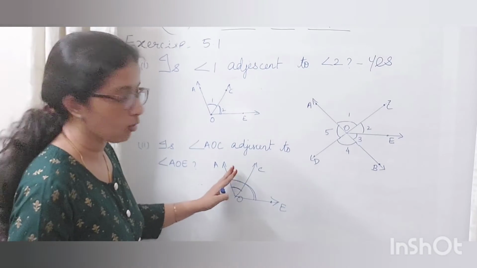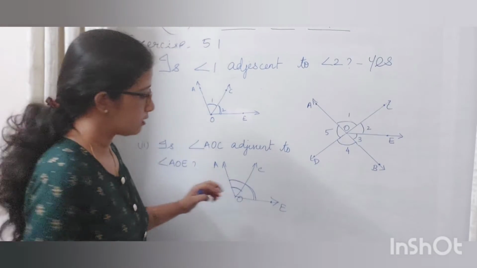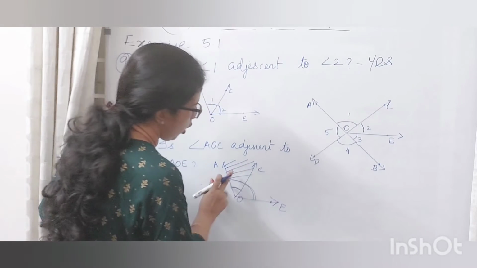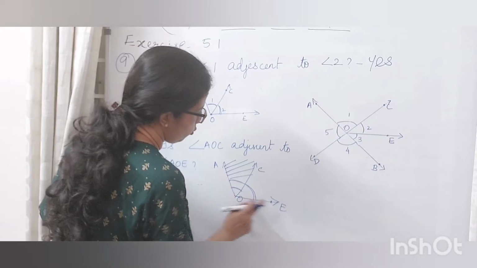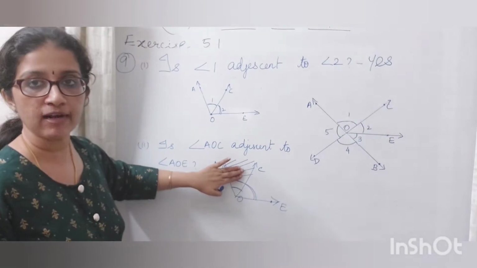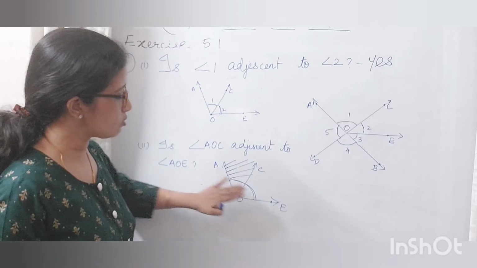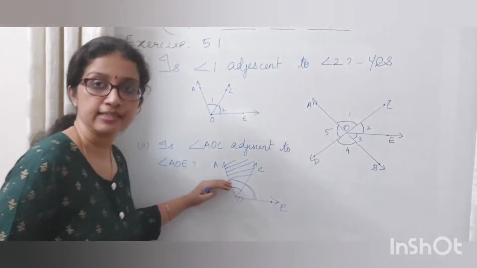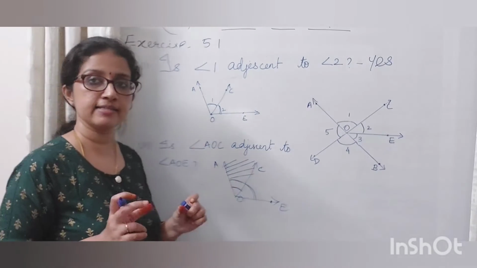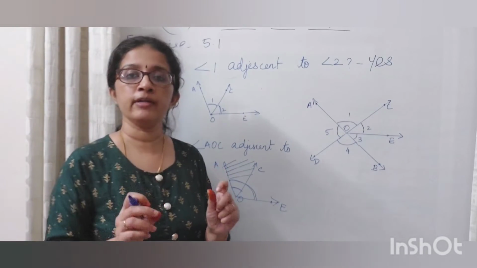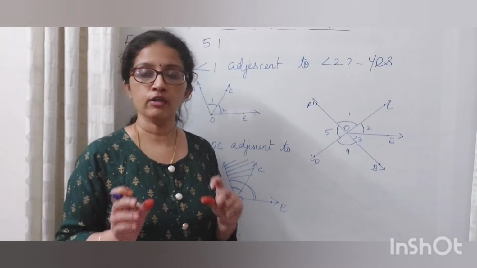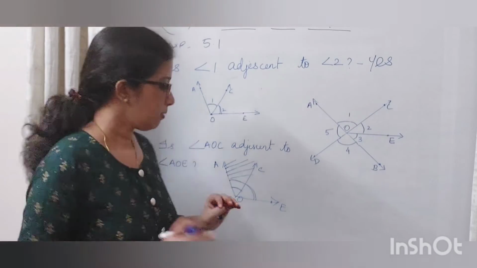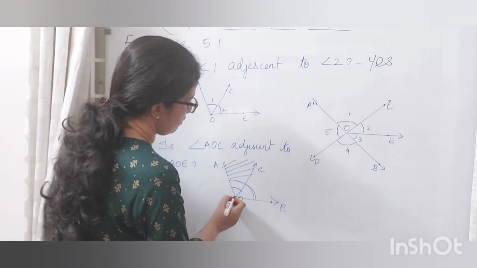No, right? Because they have an overlapping portion here. This portion is common to both AOC and AOE, right? This portion is overlapping. So that means that these two angles are not adjacent to each other. One of the conditions, the last condition for adjacent angles, is that there should not be a common point in the interior of both angles, or there should not be an overlapping portion between both the angles. But here there is an overlapping portion.